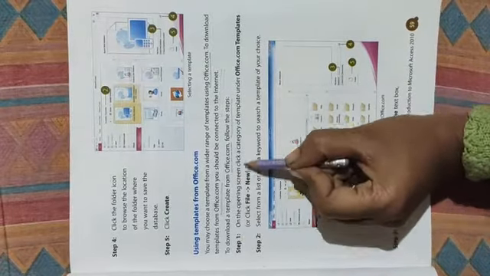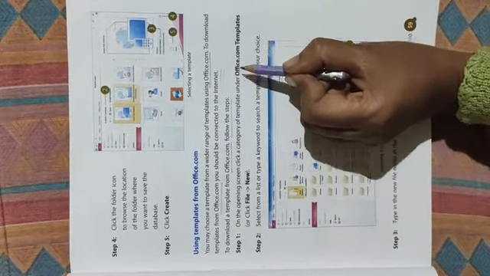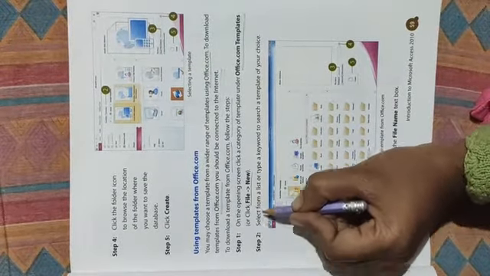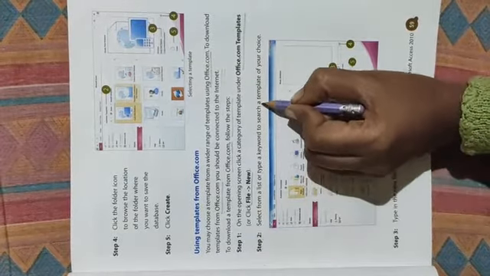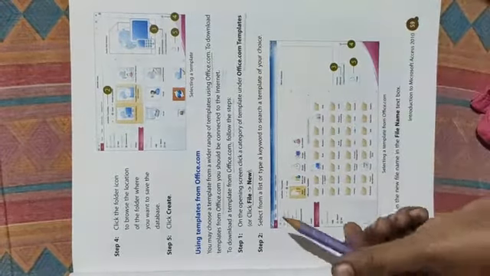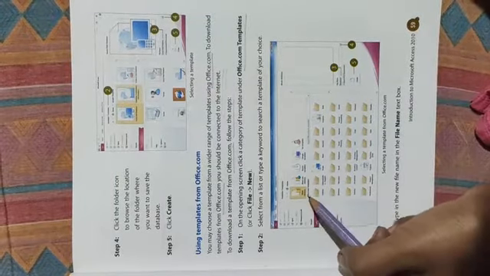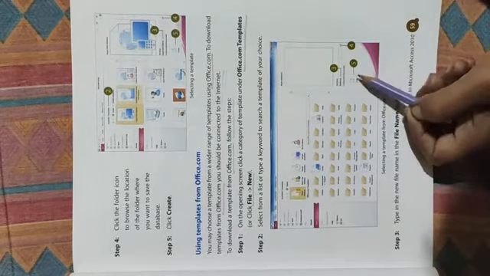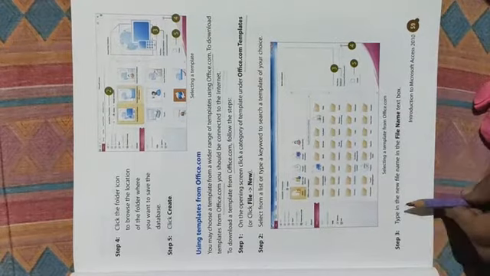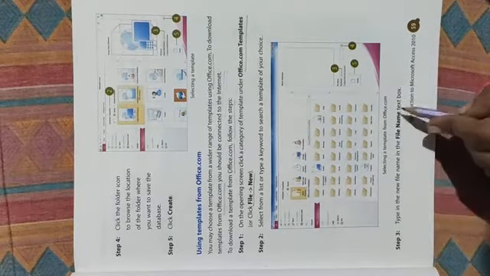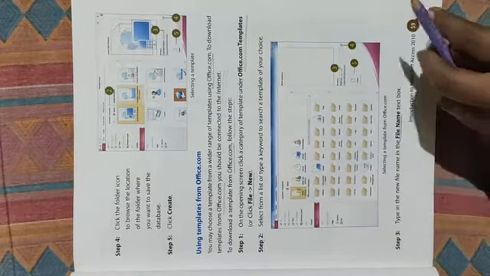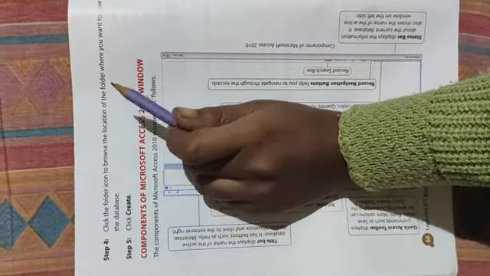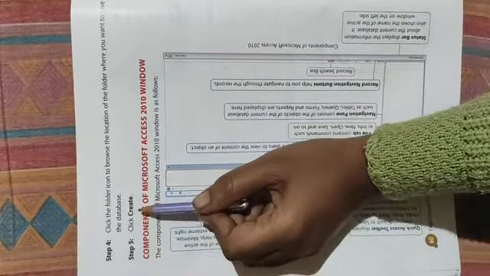Step 1, on the opening screen, click a category of template under Office.com Templates, or click File, then New. Step 2, select from a list or type a keyword to search for a template of your choice. From here you can create a blank database. Here you can search for which database you want. Then click Create. Step 3, type in the new file name in the File Name text box. Step 4, click the folder icon to browse the location of the folder where you want to save the database. Step 5, click Create.